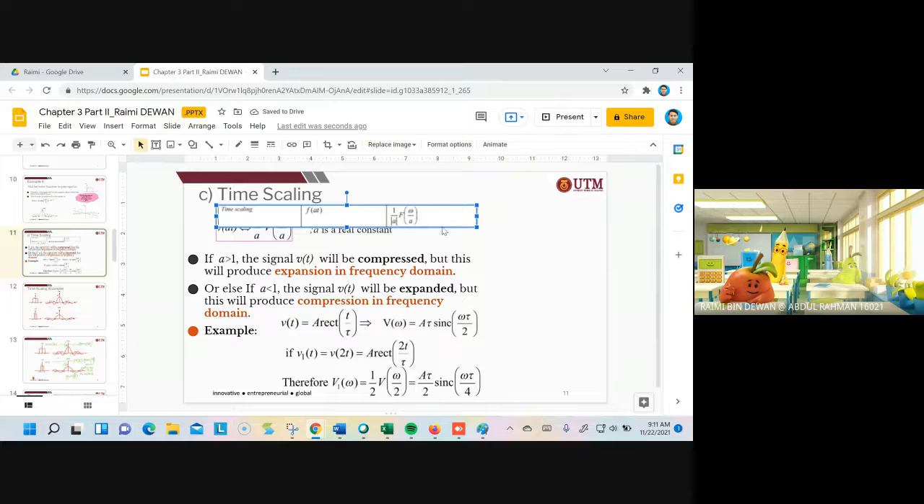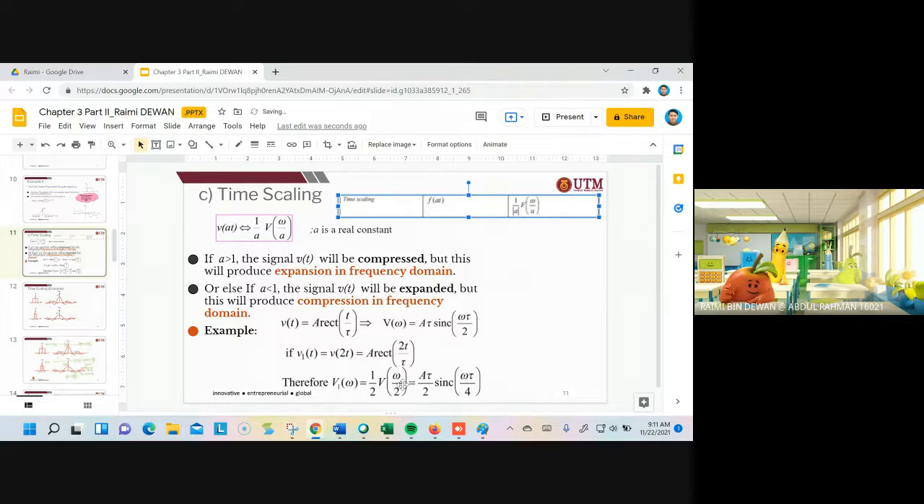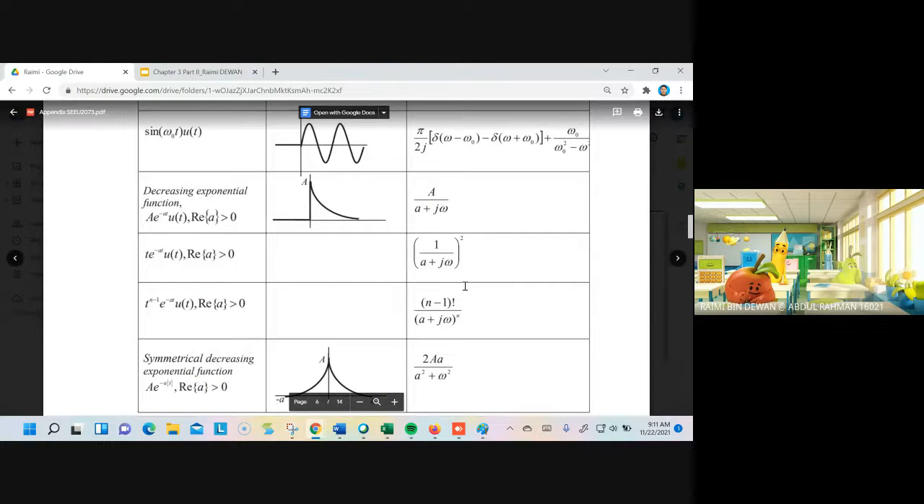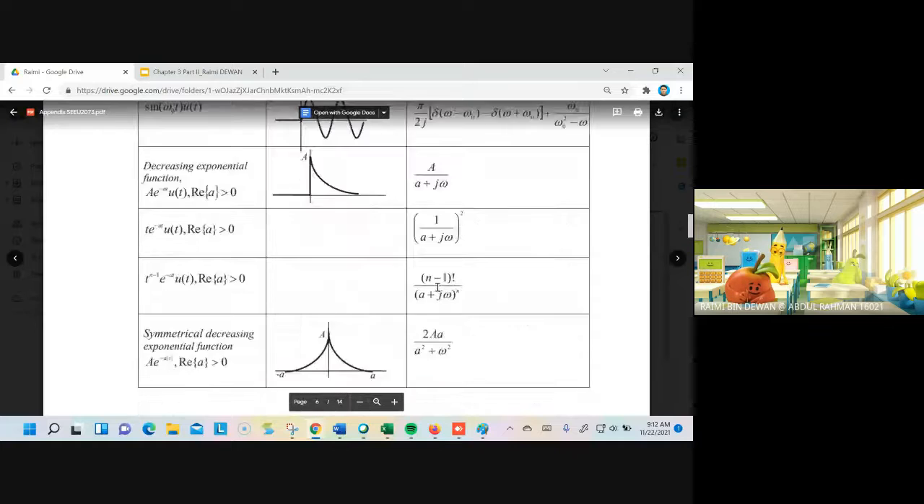Always refer to your table to see the shape of the signal and its properties. This one is rectangular, and when we change a rectangular to its frequency counterpart, we are going to get a sinc signal. The sinc signal is here, for this rectangular.